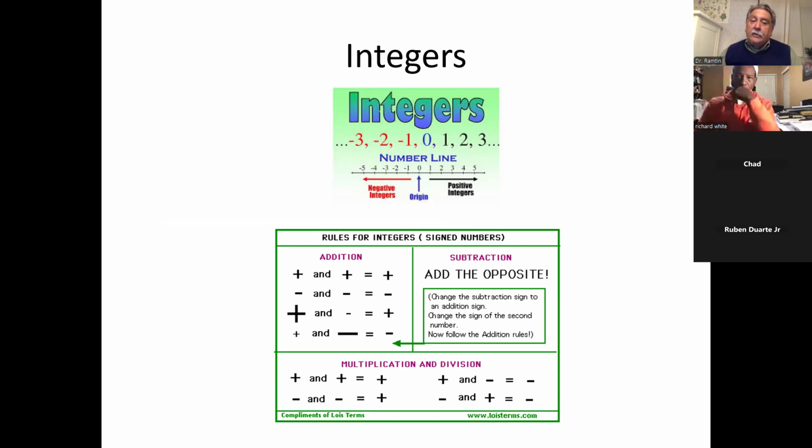If you multiply 2 positive numbers, you get a positive number. If you multiply 2 negative numbers, you get a positive number. But if you multiply mixed, positive and negative, or negative and positive, you always get negative.